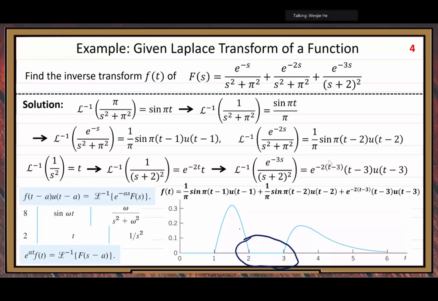their difference is 1 unit shift, right? The first function, you shift 1 unit to the right. Second function, you shift 2 units to the right. So the difference is 1 unit to the right. The second term, you shift 1 more unit. Okay.